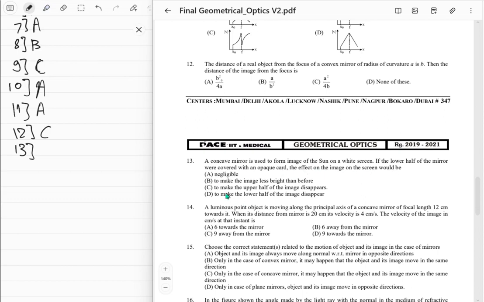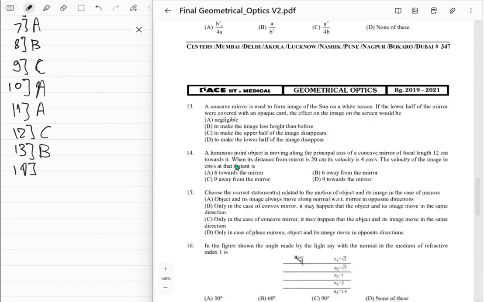So the effect on the image, right? To make the image less bright than before, make the upper half of the image disappear. No, that's just not correct, it doesn't happen like that. Make the lower half of the image disappear. No. So 13b is the most sensible one.